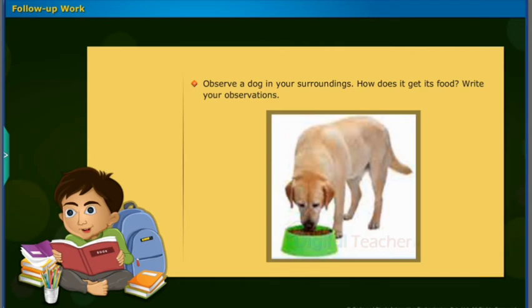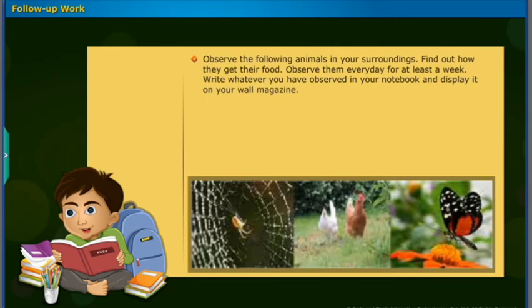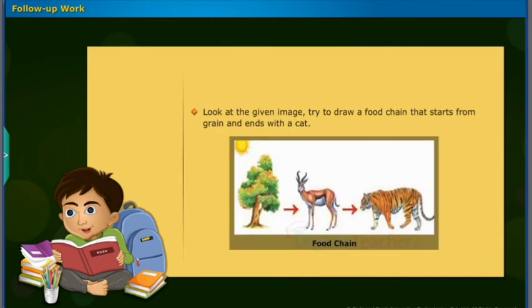Write your observations. Observe the following animals in your surroundings. Find out how they get their food. Observe them every day for at least a week. Write whatever you have observed in your notebook and display it on your wall magazine. Spider in a web. Hen in the garden. Butterfly on a flower.